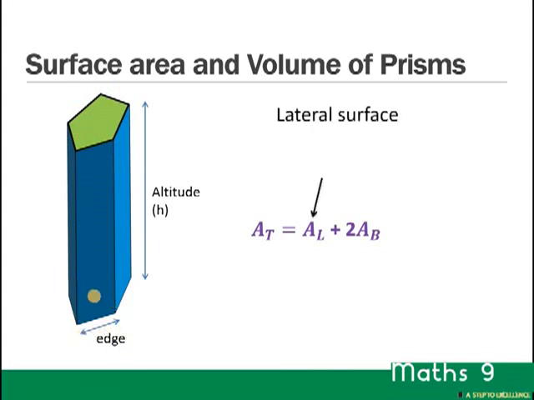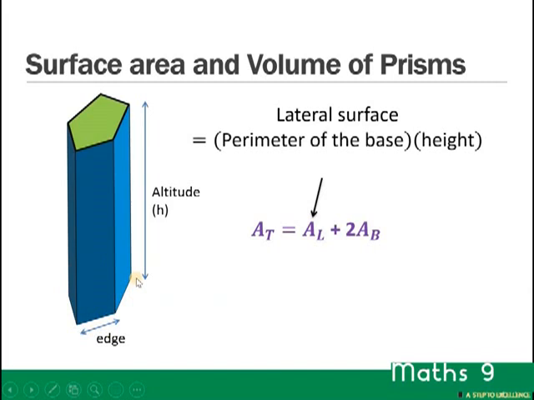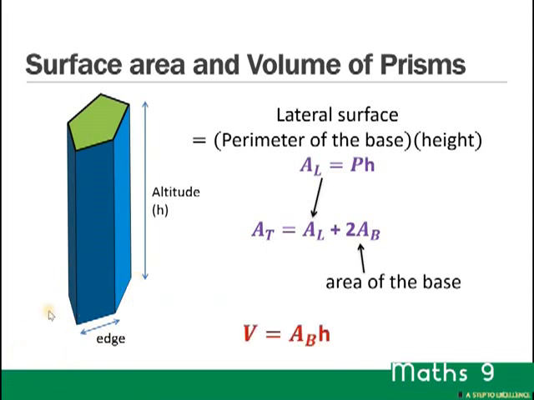This is the lateral surface area, and it's found by multiplying the base times the height, plus this base times the height, plus the next base times the height, and so on. And if you factorize out h, then this works out to be the perimeter of the base multiplied by the height. So AL equals P times h, and AB is the area of the base. For the volume of a prism, you want to find the area of the base and then multiply it by the height. So V equals AB times h.